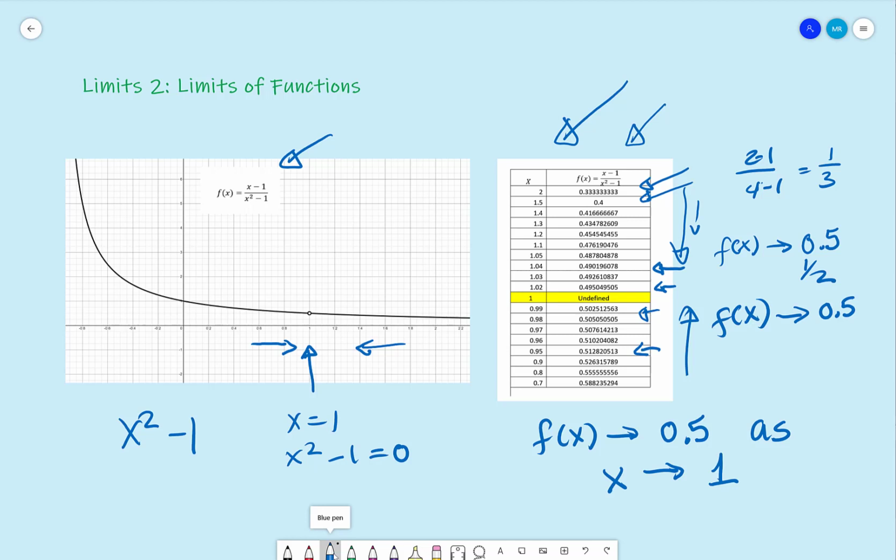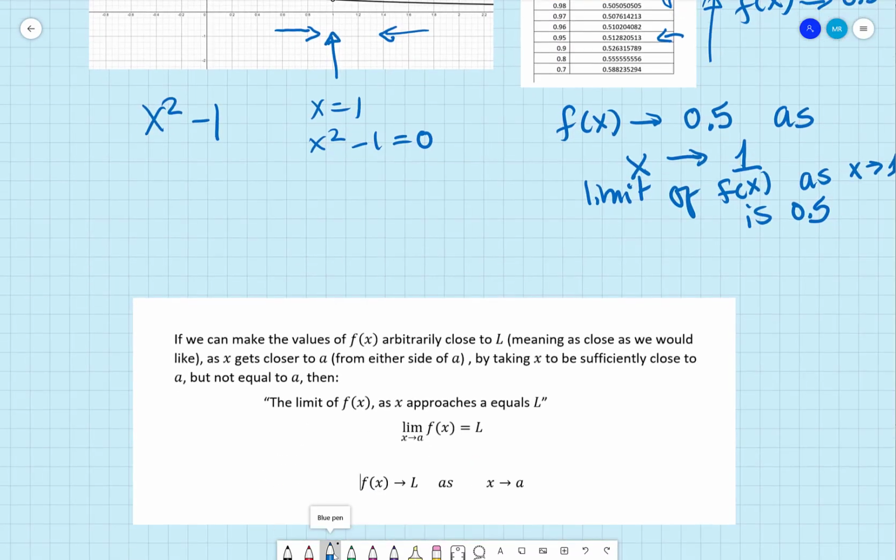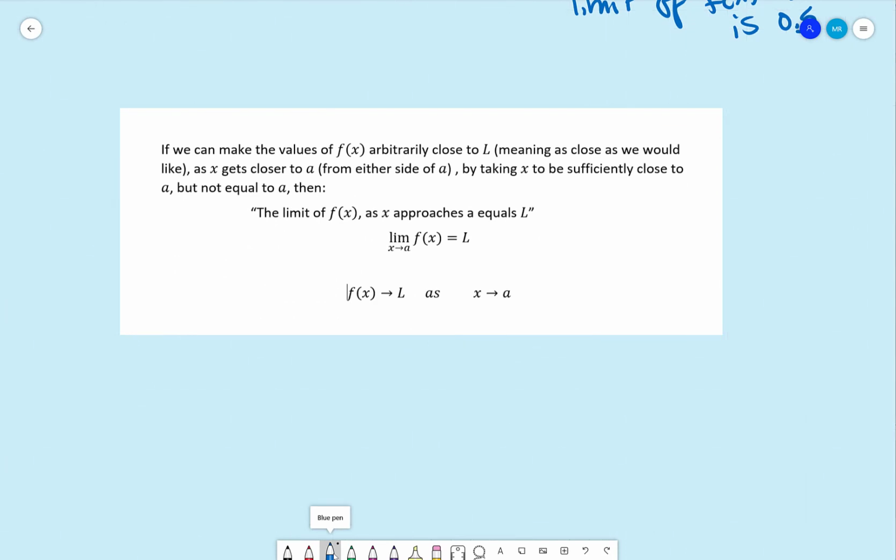Okay, and in other words, we're going to say that the limit of f of x as x goes to 1 is 0.5. So in this example, we saw for a specific x where the function is not defined, that we can still have a limit of the function as we get closer to that value of x. Let's define this a little bit more formally. And here you can see a formal definition of the limit.